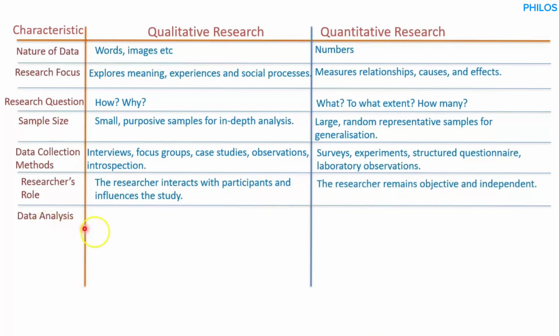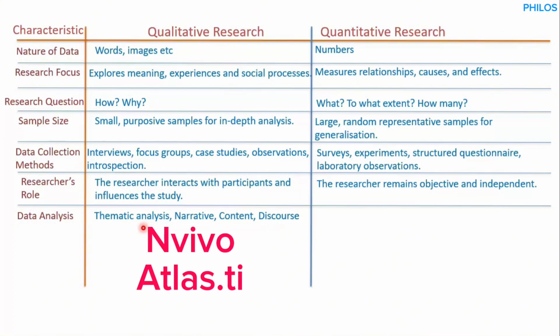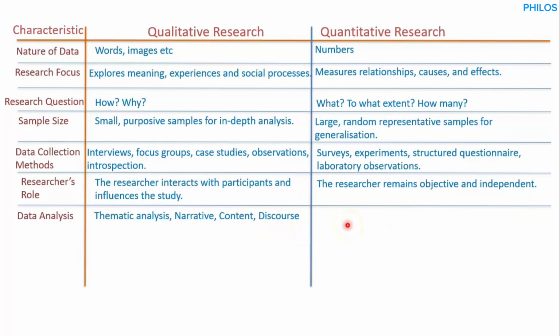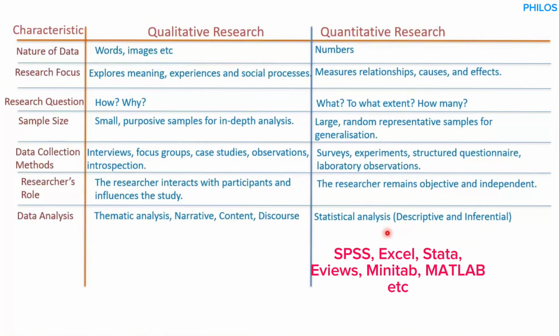And then based on the data analysis, the type of data analysis we do for qualitative research include thematic analysis, narrative analysis, content analysis, discourse analysis. And we usually use some softwares like NVivo and Atlas to do thematic analysis, okay. Then for quantitative research, we use statistical analysis. So you'll see us doing descriptive and inferential statistics. So we mostly use tools like SPSS, Excel, Stata, eViews, MATLAB, Minitab, and the likes.